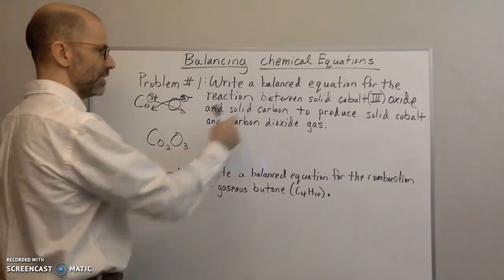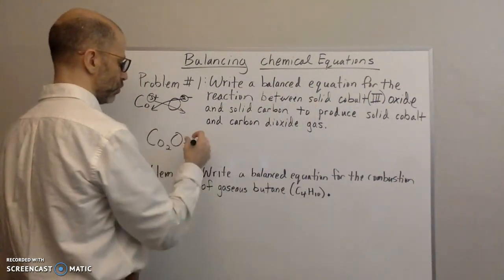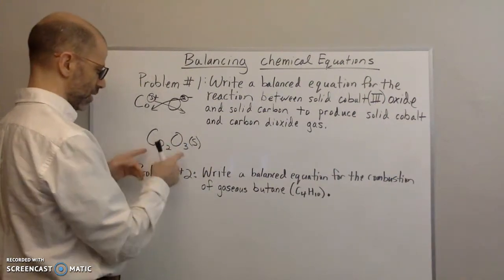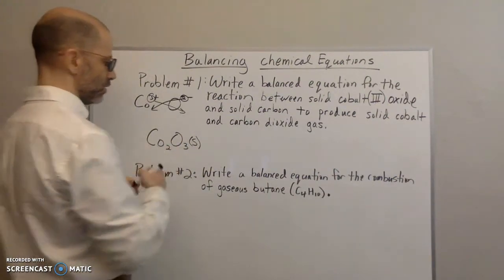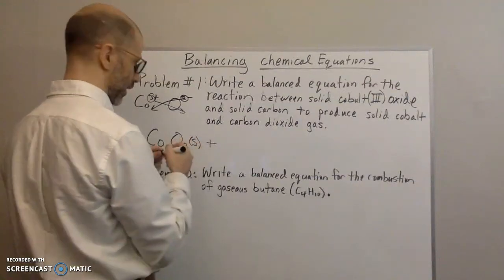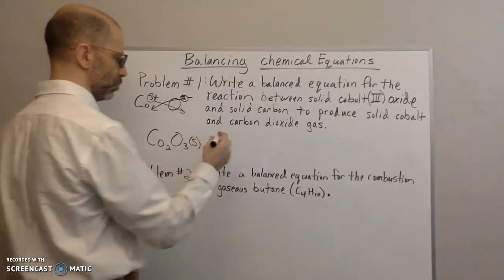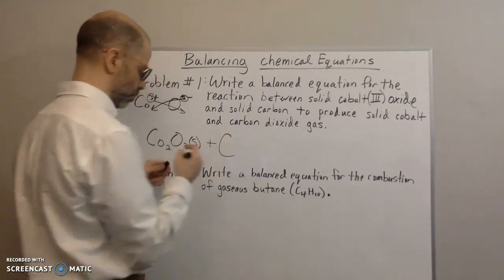It says it's a solid, so I need to put the state down as a solid there. So that's the first reactant. Then I'm going to add the second reactant. The second reactant is solid carbon, so I'm going to put down C for carbon.